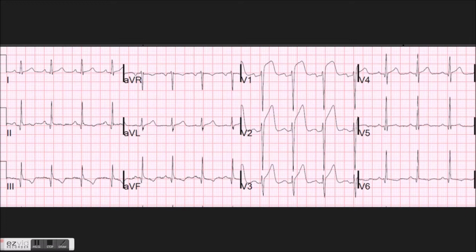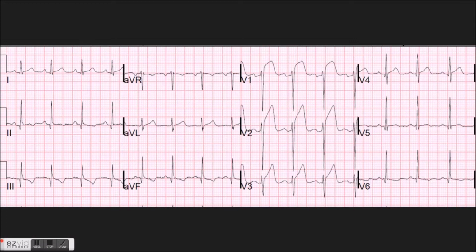So this is an occlusion of the left anterior descending. Okay. Another thing that's noteworthy about this ECG is if you look in 2, 3, and aVF, while you don't necessarily have ST segment depression, you do have T-wave inversion, which means that the inferior wall of the heart is actually becoming ischemic. This is probably due to strain.